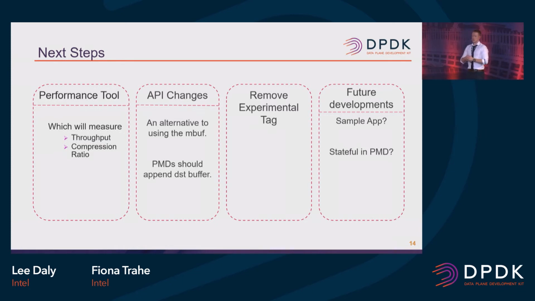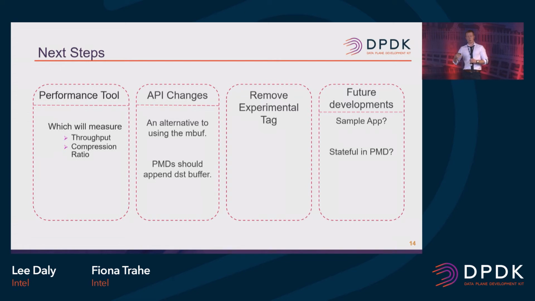API changes. So perhaps an alternate type of MBUF. The attributes of an MBUF don't typically lend themselves well to compression: the size, the 64K max size, and also that if you already have your data stored, you don't have to copy that into an MBUF, which is not ideal. We're going to try and remove, or we are going to remove, the experimental tag that this API has.